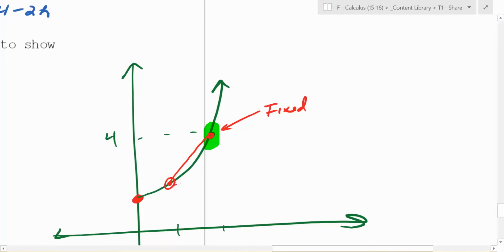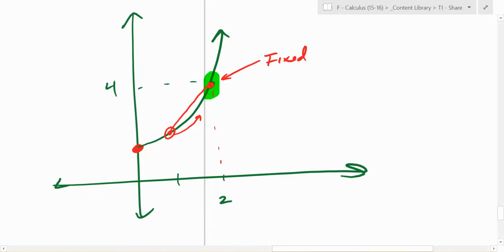So what's going on is this point moves closer and closer, and as this point moves closer and closer, this slope gets closer and closer to the slope of the tangent line. So if this is to the left, where is the h value here? If this right here is 2, this distance right here is the h value, the distance from the point you're at to 2.